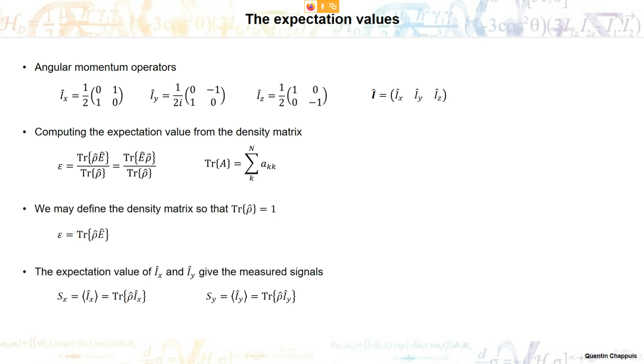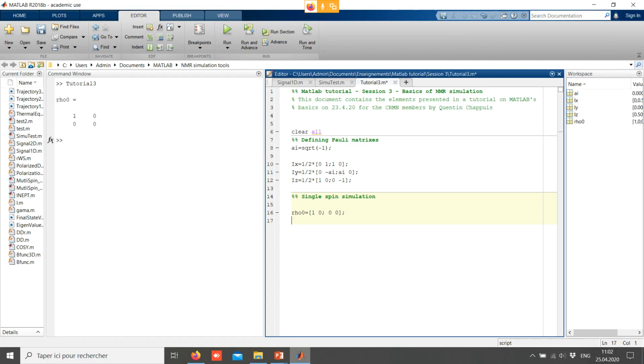For example, during the FID that we will simulate, the signal along X, I assume that it's equal to the expectation value. If we want to be more rigorous, we can add proportionality factors, because of course what we measure is a current, it's not an expectation value directly. But for simplicity, I simply write that the signal I record is the expectation value of X, and then it's simply the trace of the product of the density matrix with the angular momentum operator. Let's apply this definition to our density matrix.